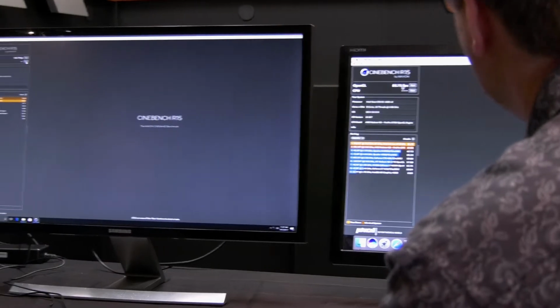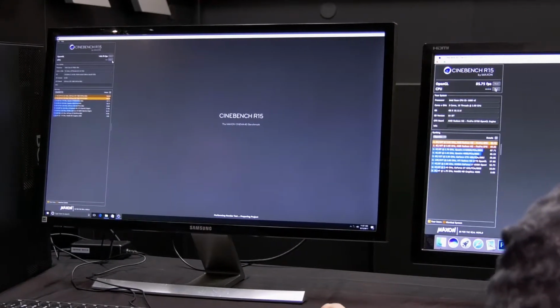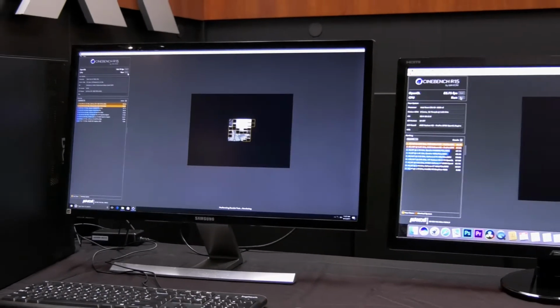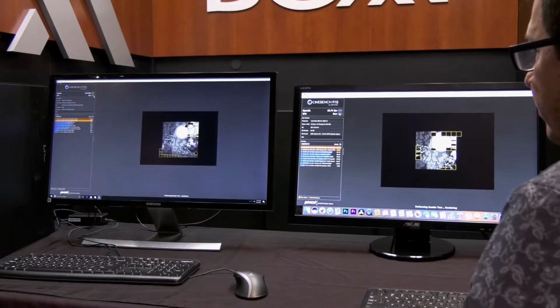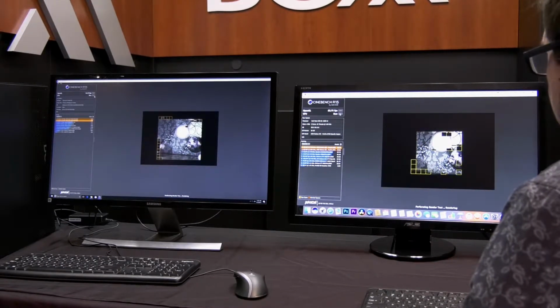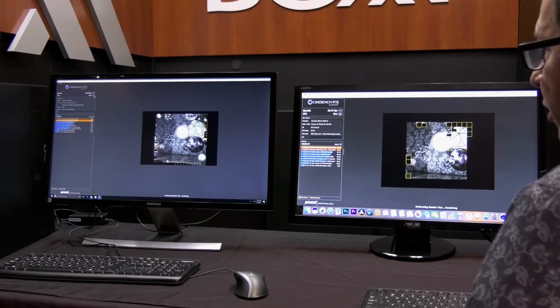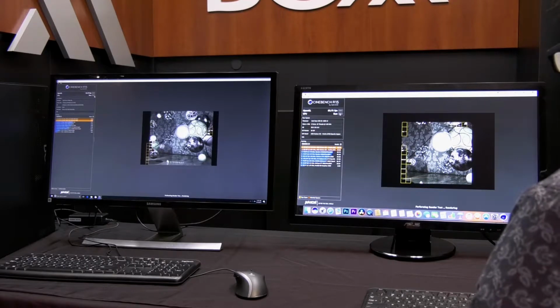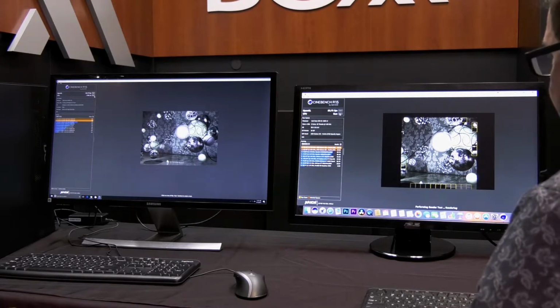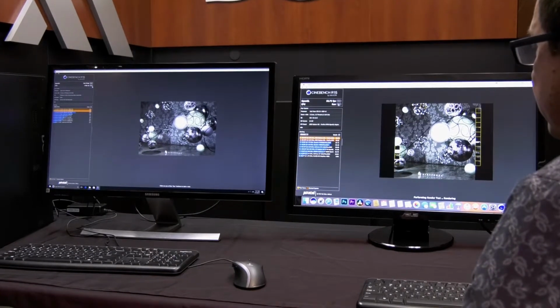So let's run the CPU test. Get ready, 1, 2, 3. And here again, we have the advantage of we're actually running the Core i9 processor over on the box system. And the Mac is running a Xeon E5? Yes, at 3 gigahertz.